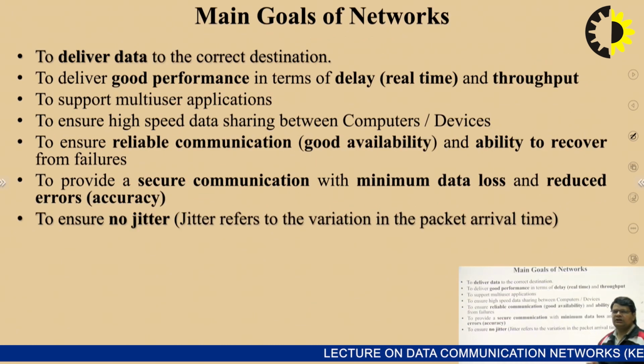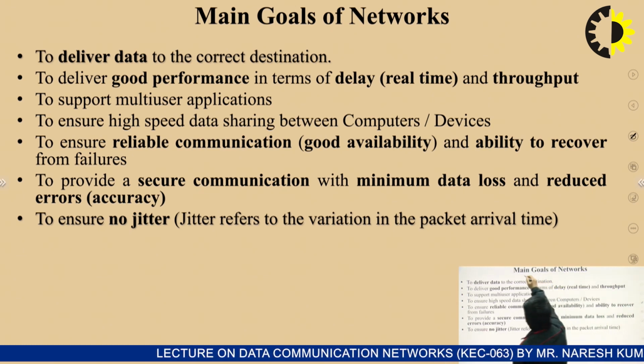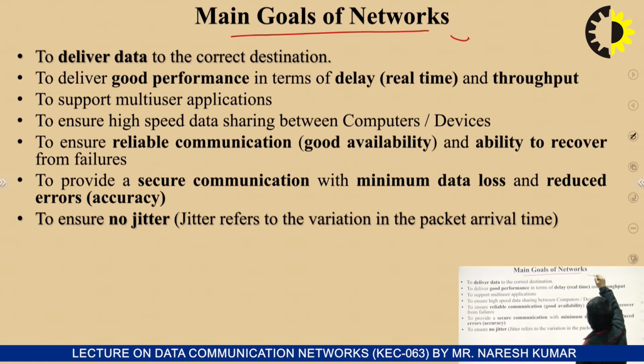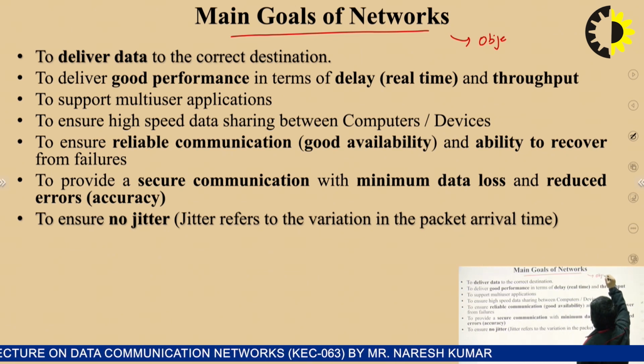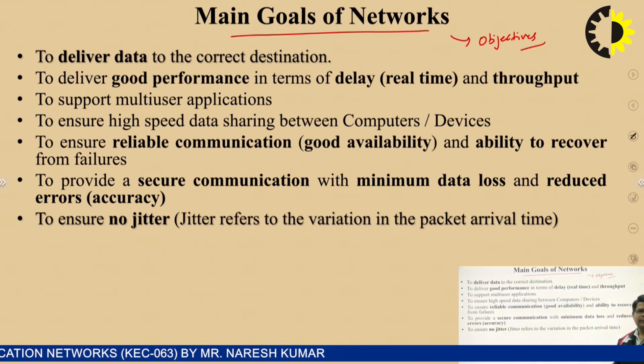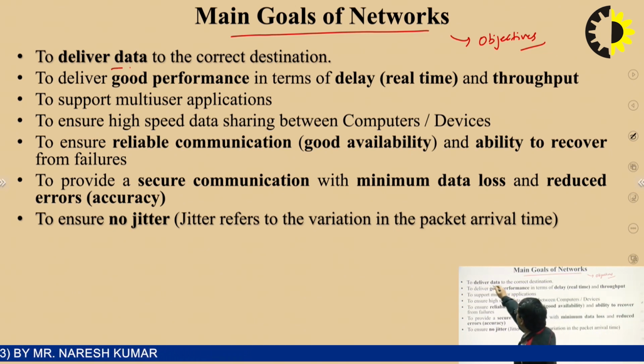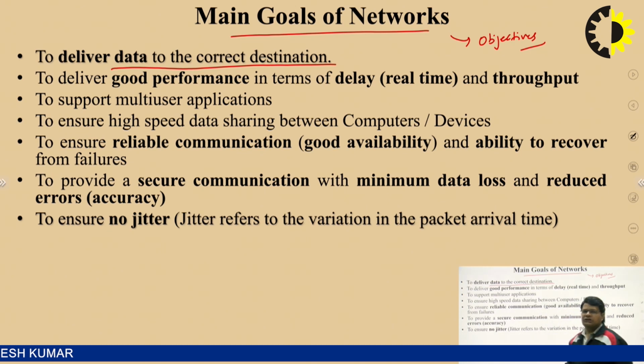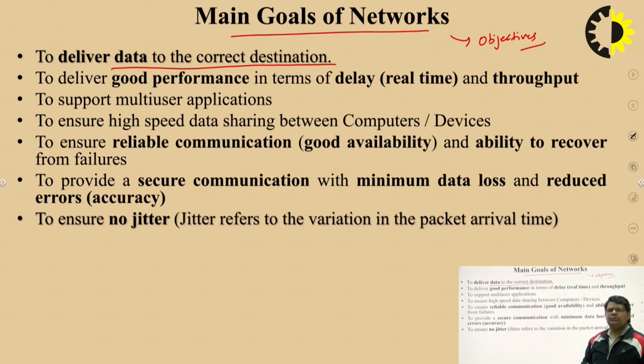So here we have summarized the main goals of networks, or we can say the objectives of the network. The main goals or objectives of the network are, first, to deliver data to the correct destination. Data must be delivered to the intended destination, where it should go. It should not happen that data is delivered to the wrong destination or the wrong user.